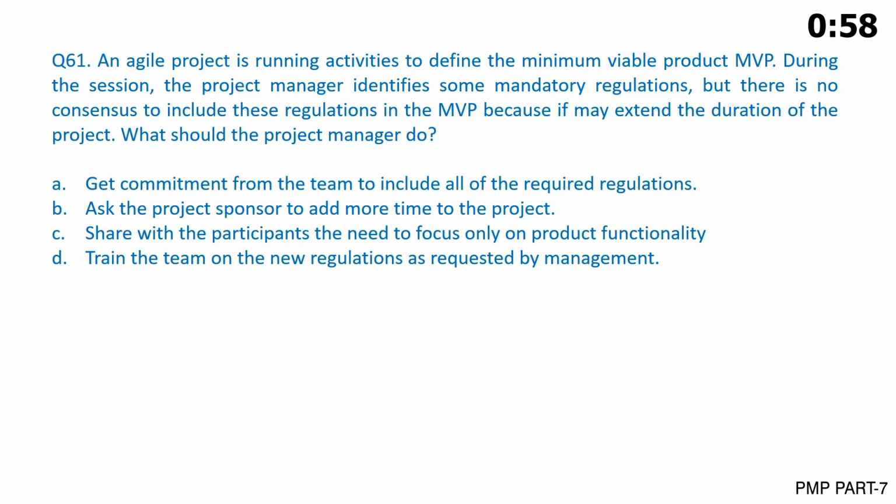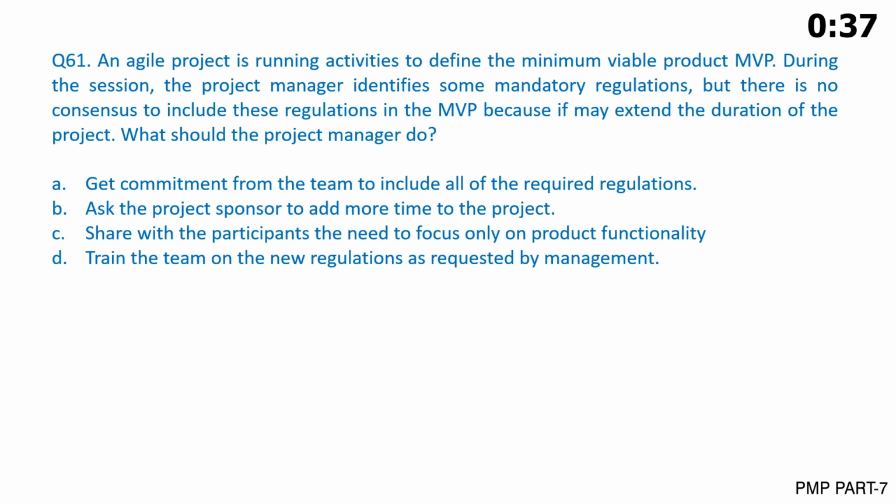An Agile project is running activities to define the minimum viable product, MVP. During the session, the project manager identifies some mandatory regulations, but there is no consensus to include these regulations in the MVP because it may extend the duration of the project. What should the project manager do?